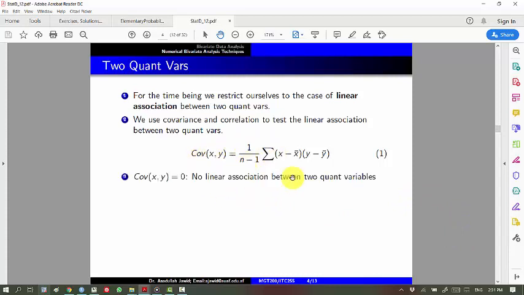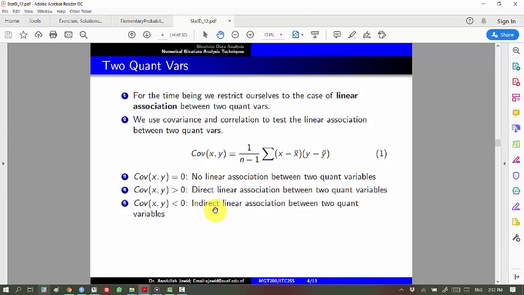If covariance is 0, there is no linear association between two given variables. If covariance is positive, there is direct linear association between two variables, meaning that the direction of variation of x and variation in y is the same. In other words, if x increases, y increases. If x decreases, y decreases. In that case, we have a direct linear association between x and y.